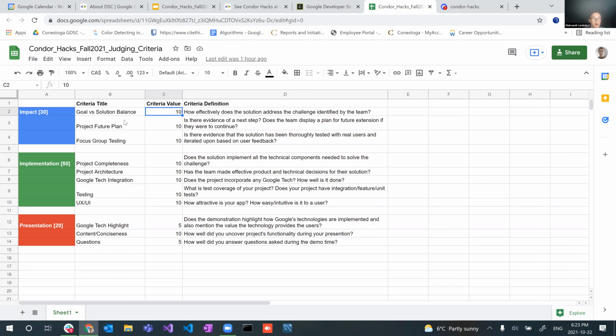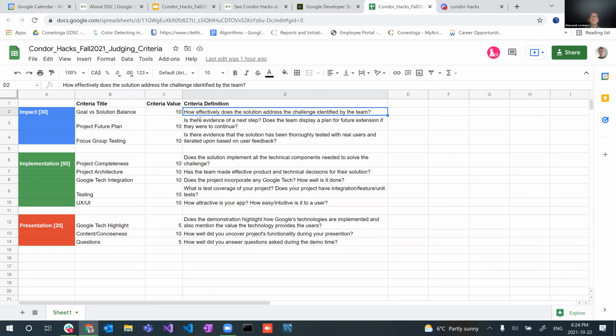I will just go briefly through them. We have impact, 30 points, with different sub criteria, and each of them is worth 10 points. First, goal versus solution balance. Maybe there is a better name for it, but anyways: how effectively does your solution address the challenge identified by the team?